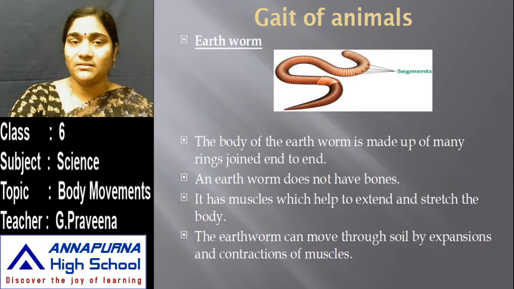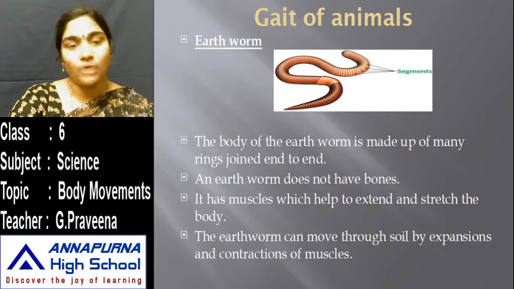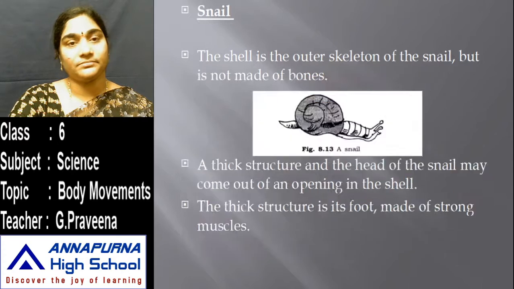And how is that? It gets fixed to the ground. When you turn the earthworm, you can see that at the base it has some hair-like structures which are called bristles. With the help of these bristles, the earthworm sticks to the ground. And it is due to the expansions and contractions of the muscles that the earthworm moves forward. So this is how the movement takes place in earthworm.